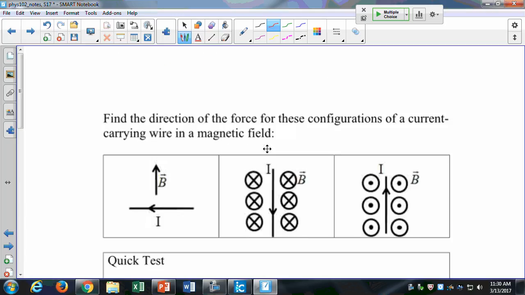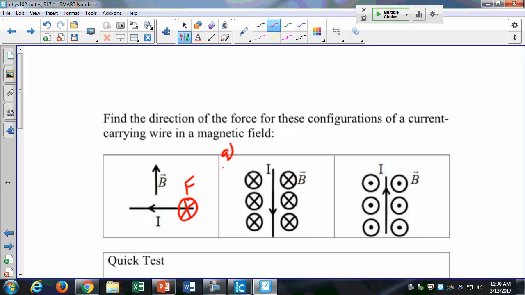Let's try these. Same as we had before, except now where we had V before, we're going to have I. So we let our fingers go in the direction of I, or L as it may be. We want our magnetic field to come out of our palm. And so this wire will feel a force into the page. So the force on this one is into the page. What about this one?